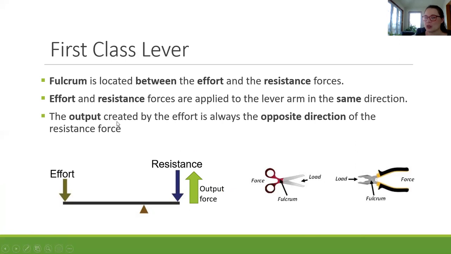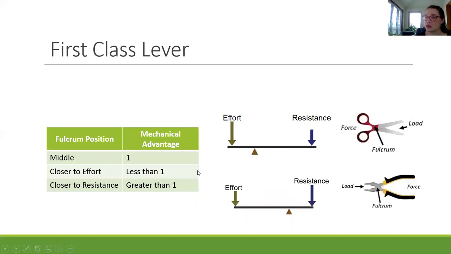So the output force created by the effort is always in the opposite direction of the resistance, but it's equal to it. Now there's 3 mechanical advantages that we can have with a first class lever. If the fulcrum is perfectly in the middle, you have a balanced lever, which means it's a mechanical advantage of 1. It changes the direction of my effort. It lets me push down to lift something up, but it doesn't multiply my force.